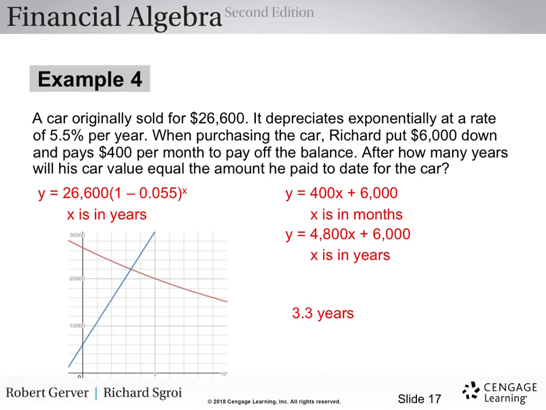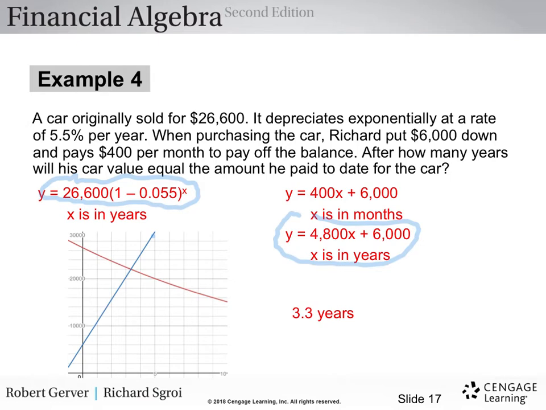And if I do that, this formula right here, the 4,800x plus 6,000, is this blue line. Notice it starts off at 6,000 and goes up continually. 4,800 times x, where the x-axis is in years. So each year you're going to pay off $4,800 more, and this is linear. Now the red line represents this formula right here, which is the depreciation formula. Notice it is not a straight line, okay? It starts off at 26,600, then keeps decreasing at the rate of 5.5% per year.